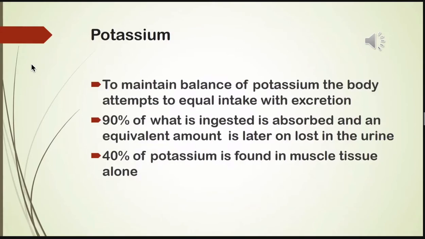To maintain the balance of potassium, the body attempts to equal intake with excretion. About 90% of what is ingested is absorbed, and an equivalent amount is later lost into urine. 40% of potassium is found in muscle tissue alone, and this is why muscle cramps is one of the earliest signs of hypocalcemia.